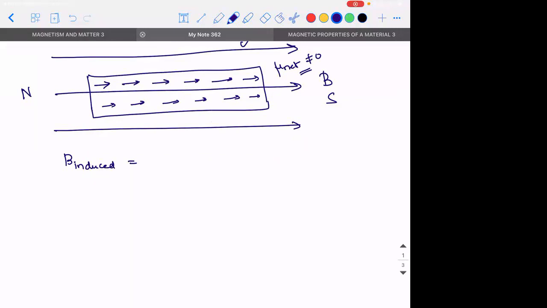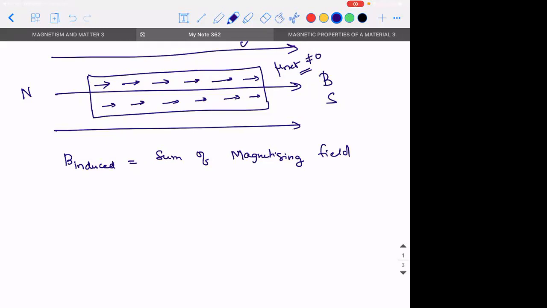It is given as the sum of the magnetizing field and the induced field. Please write it down. There are seven terms, and they will confuse you. Magnetizing, magnetization, all these terms will confuse you, so ensure you write it down.